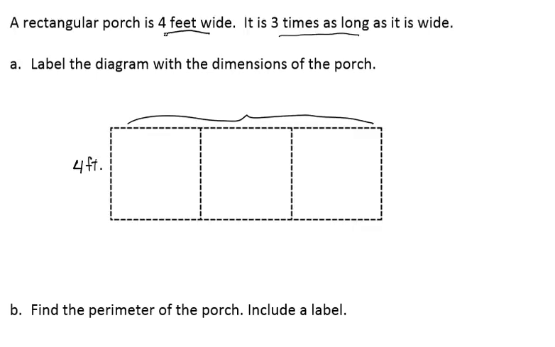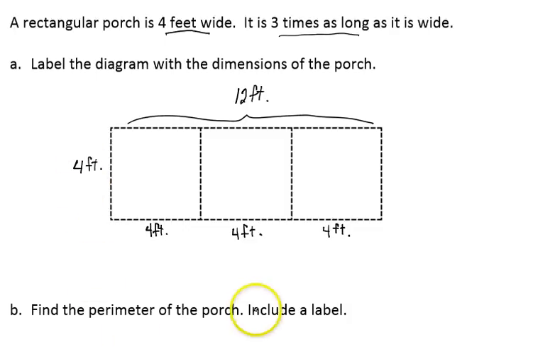Another way to show that is that each section is 4 feet, because the length is going to be 3 times as long as the width. So if I take 3 times 4, I know that my length is 12 feet. So the length is 3 times as long as the width.